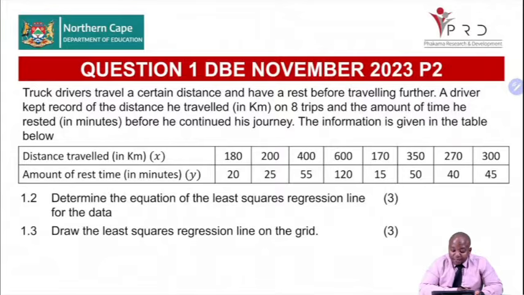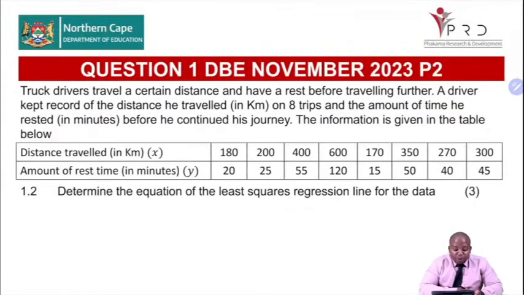Welcome back, grade 12. Let us now focus on 1.2 and 1.3. 1.2 reads as follows: determine the equation of the least squares regression line for the data. To find the equation of the least squares regression line, we are going to utilize that calculator instruction.